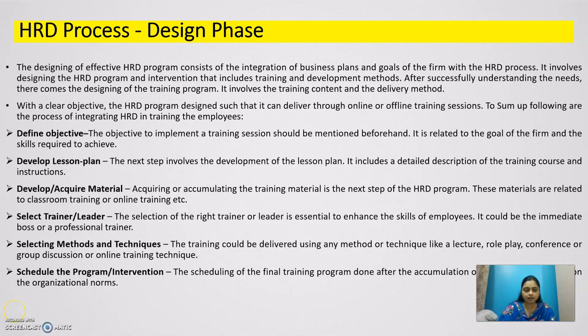Third is develop and acquire material. This means you have to decide on on-the-job training or off-the-job training. According to the method you decide for providing training to your learners, you have to acquire or develop material. So after deciding about the lesson plan, you have to decide about materials or raw material, and their acquisition and development. Next is select trainer and leader. That is, it is important to select the right trainer and right leader.